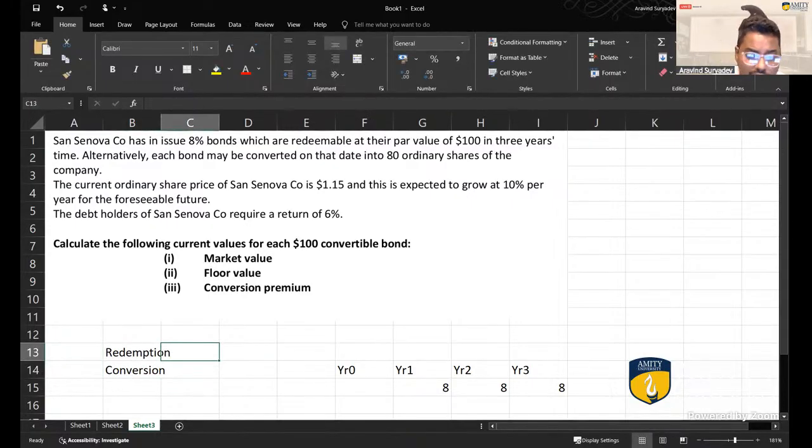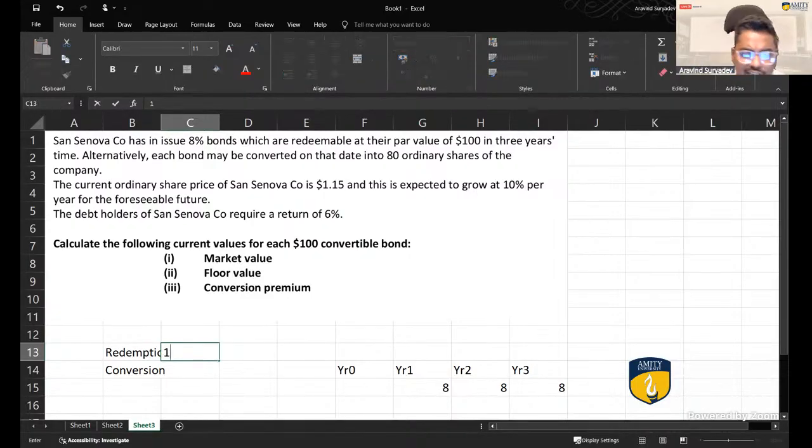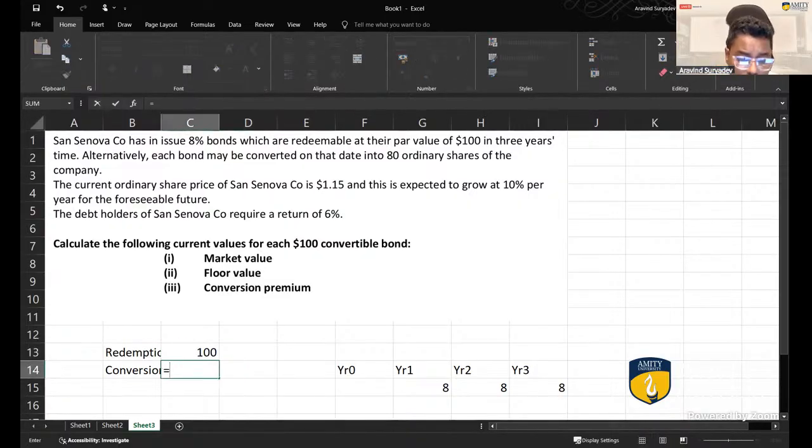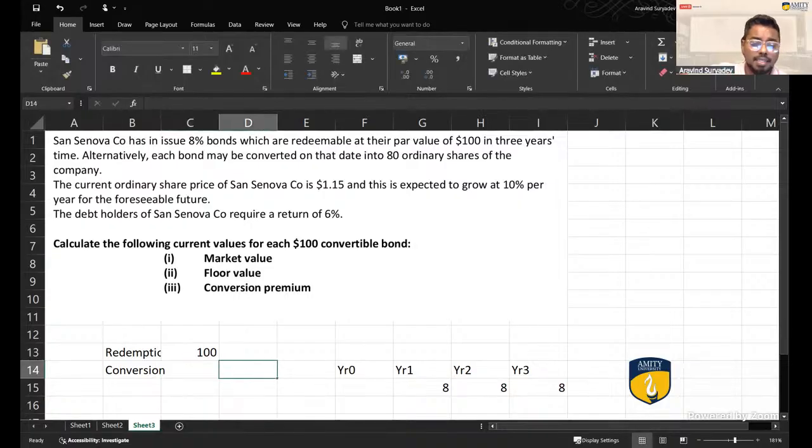I believe redemption value, we know, 1 second, guys. Yes. So, which are redeemable at their par value of $100 in 3 years' time. And what is the redemption value? Redeemable at par value means $100 itself is the redemption value. Cool. Conversion value, on the other hand, would be 80 shares. But what is the expected share price by the time conversion happens?